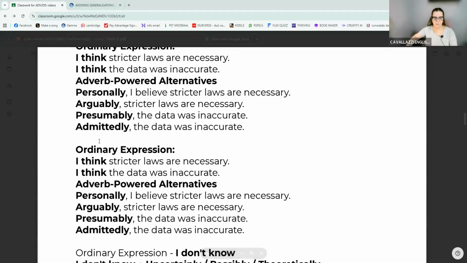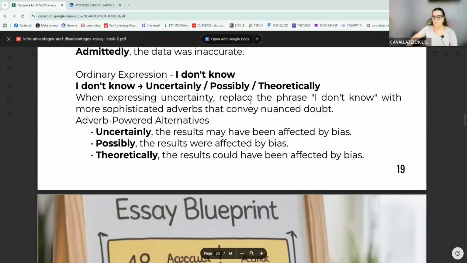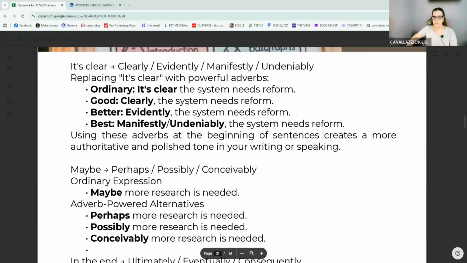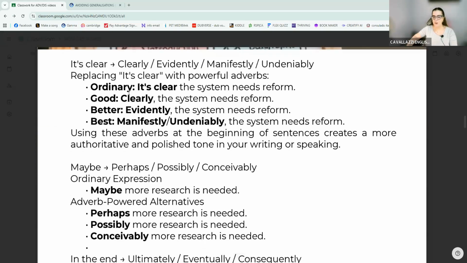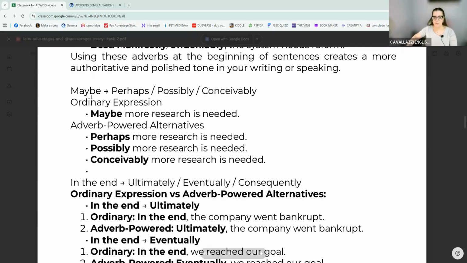Depending on the context, we keep improving. Look at this, possibly, uncertainly. And that's how we go on. Check it out. Ordinary, it's clear. Then you go there, use clearly. This is really cool. Maybe. You really feel like using a maybe, don't you? Don't you feel like it? But you can't. Let's use perhaps, possibly, conceivably.